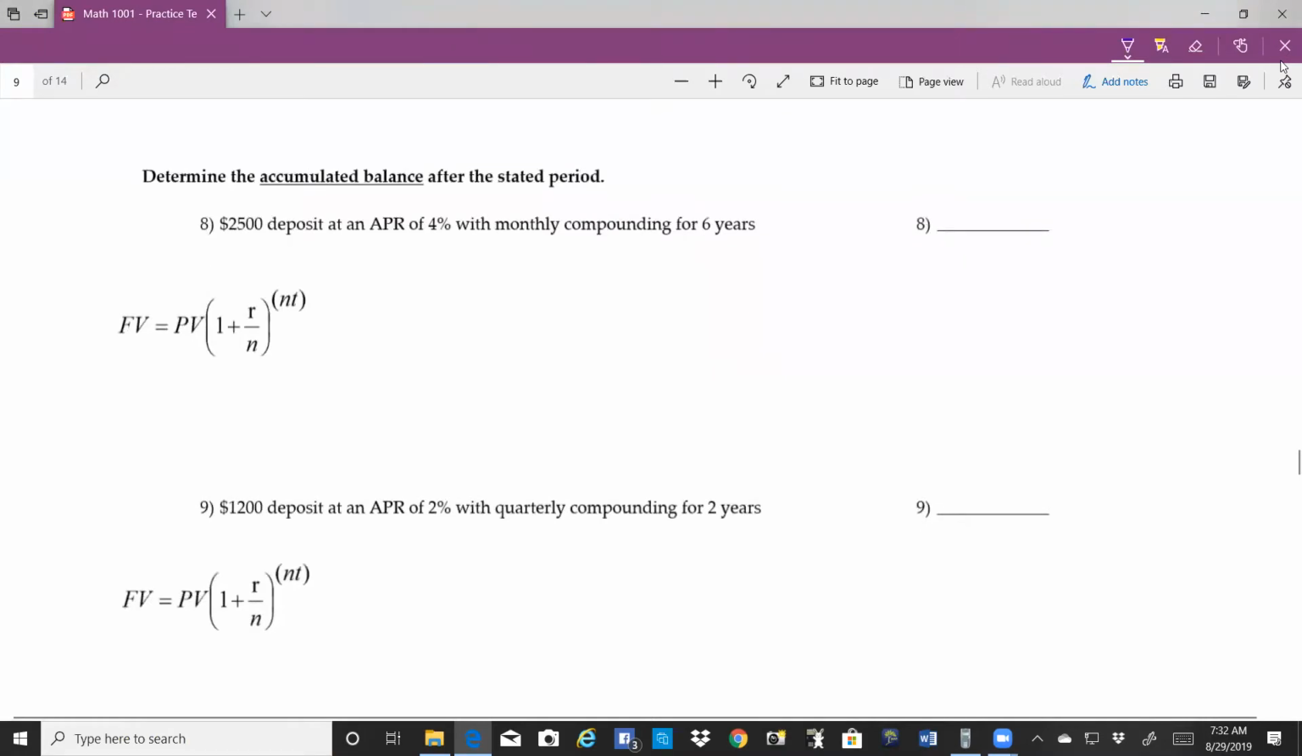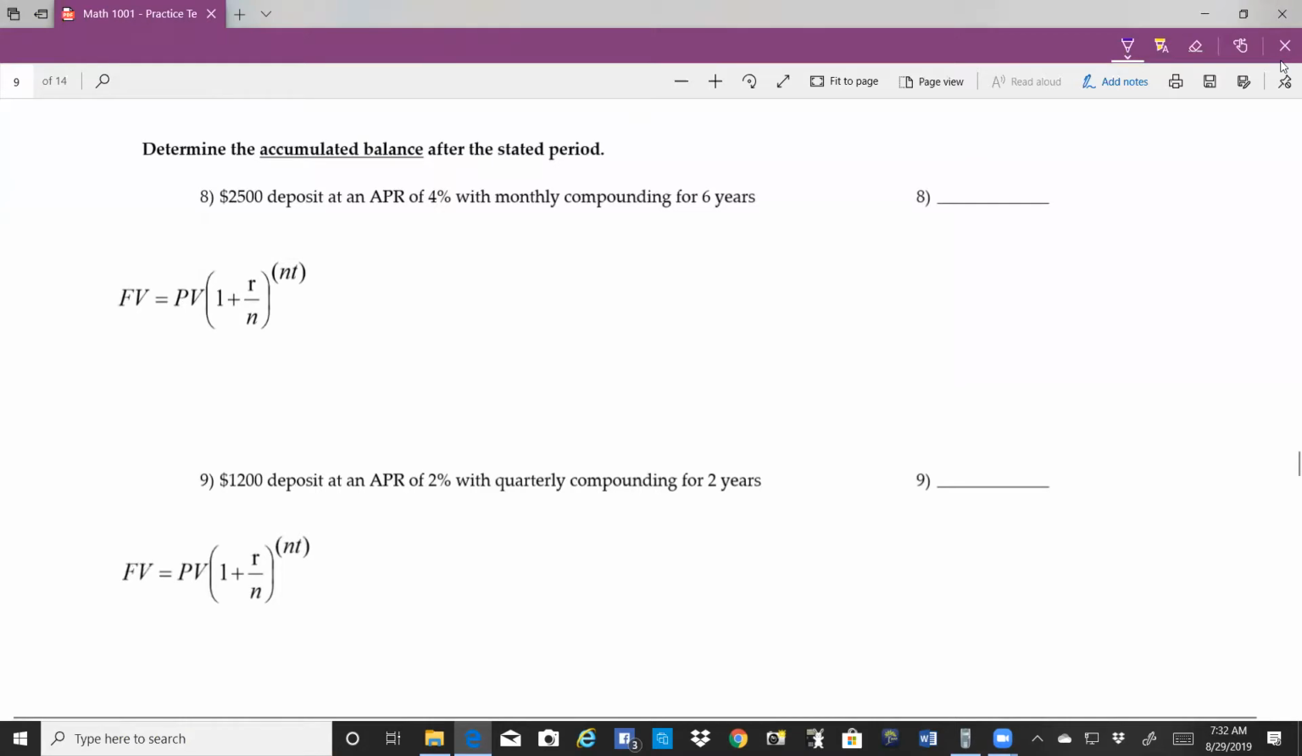Now we want to determine the accumulated balance after the stated period, where you're going to have compound interest, compounded monthly, putting in an initial deposit, or what we would call the present value, of $2,500 and an interest rate of 4%.